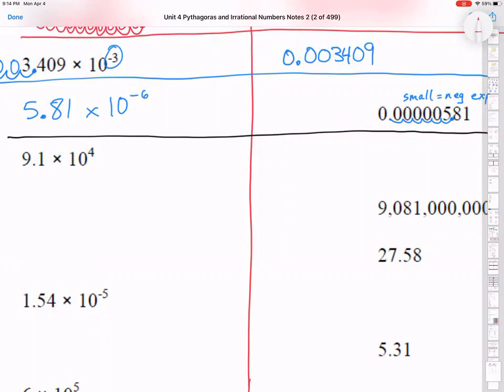Again, when it's 9.1 times 10 to the fourth, we are going to shift that decimal over 4 places to the right because that's a positive 4 exponent. So again, 1, 2, 3, 4. We throw those zeros in there. And so we end up then with 91,000.